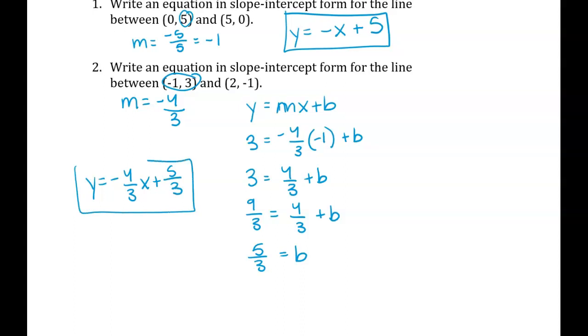You could also have solved this with point slope form if you wanted to, and done y minus either one of the y values, let's say 3, equals slope times x minus the x value, which is a negative 1. X minus a negative 1 is plus 1. And if you go through and solve and simplify, you'll get the same answer.